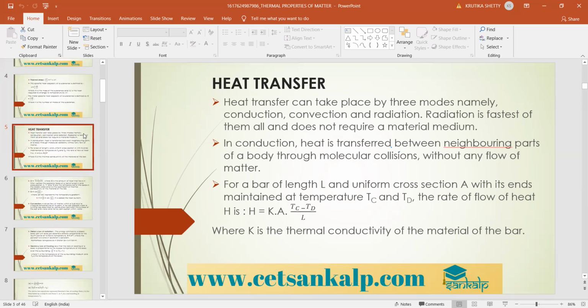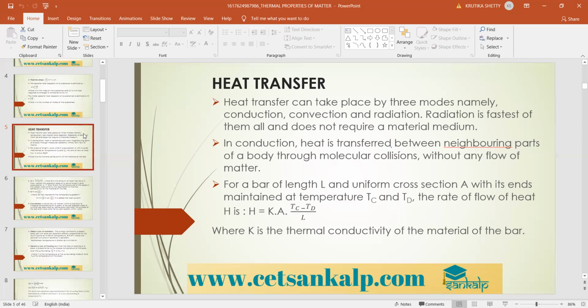Next, in conduction, heat is transferred between the neighboring parts of a body through molecular collisions without any flow of matter. So in case of conduction, the molecules will not move from one point to another. Suppose you are heating an iron rod, the molecules or atoms will not move from the heating part to the other end of the rod. Here the energy is getting transferred due to the collision of the molecules. They are not moving from their place. They just vibrate and transfer the energy. That is in case of conduction.